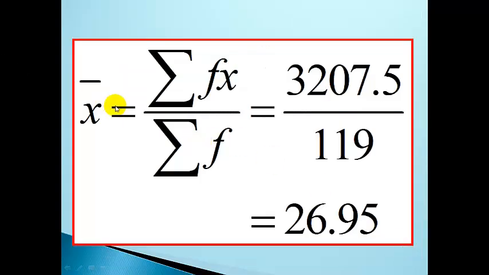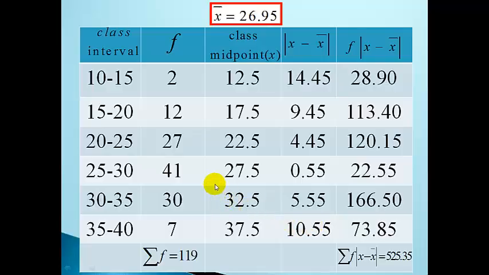So now our mean is equal to summation fx divided by summation f. Summation fx gives us 3207.5, divided by summation f, which gives us 119. Take note, I repeat, x bar is equal to summation fx divided by summation f. So 3207.5 divided by 119 is equal to 26.95. That means that the mean is 26.95.